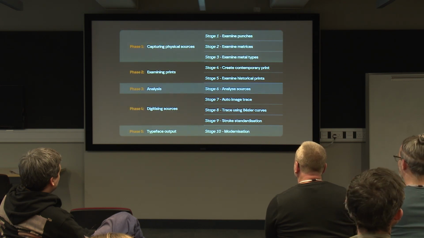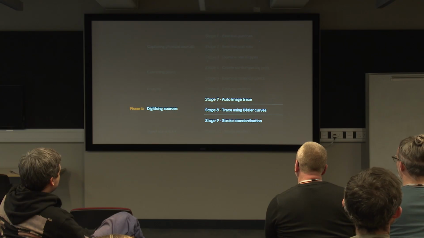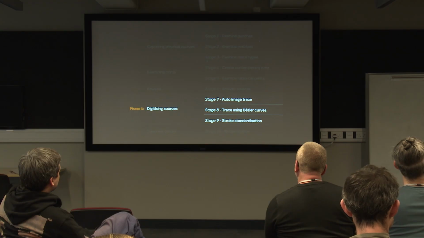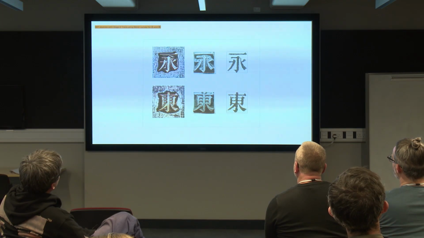Phase 4 is digitalizing the source. So now we turn the evidence and the measurements into digital drawings. We know what the letters should look like, but right now it's time to draw them in the font editor. So stage 8 was the manual brushed tracing.